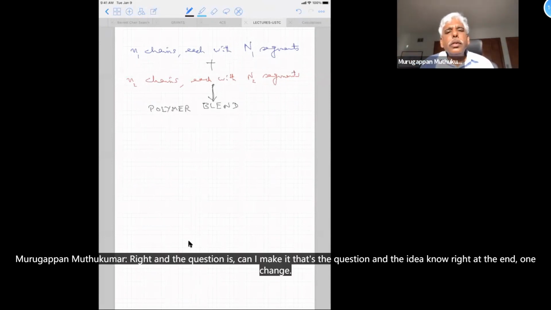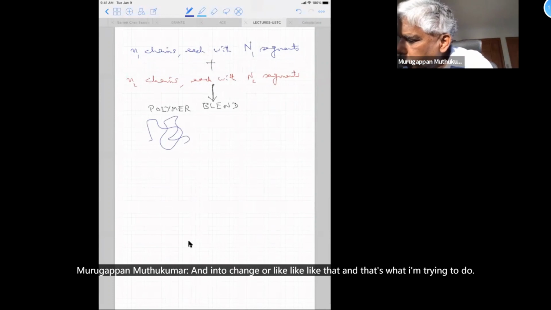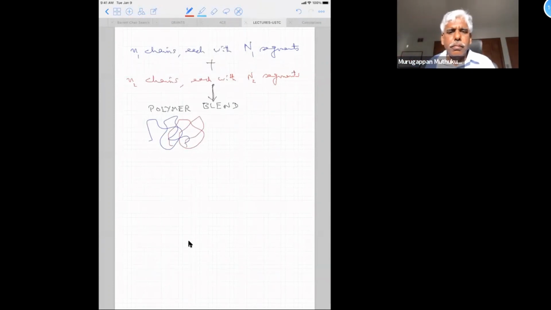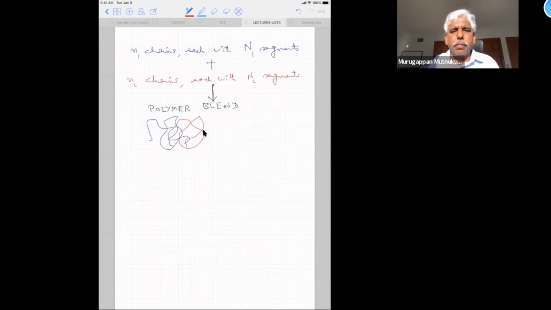And the question is, can I make it? That's the question. And as you know, the N1 chains are like this, and N2 chains are like that. And that's what I'm trying to do. This means I will have 1-2 type interaction between blue and red. I will have 1-1 type interaction between blue and blue, and 2-2 type interaction between red and red. So I'll still have the same chemical mismatch parameter, chi parameter. Okay, let's do the calculation.